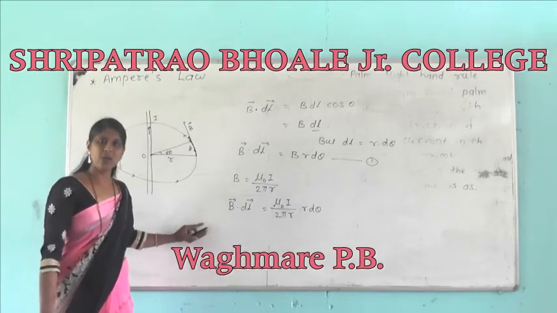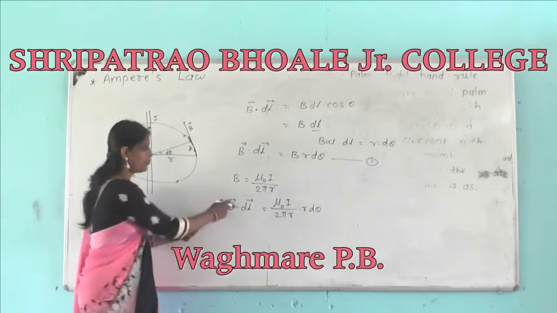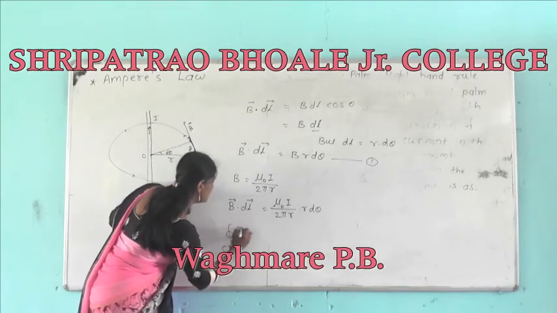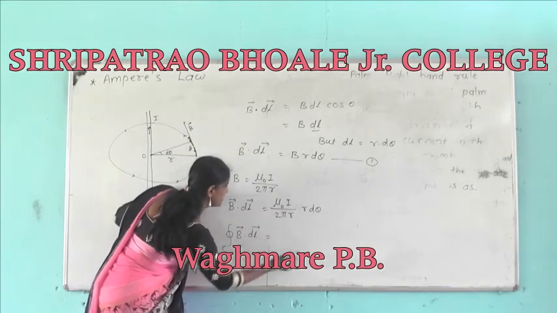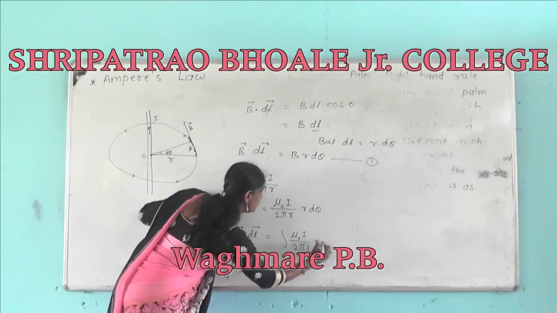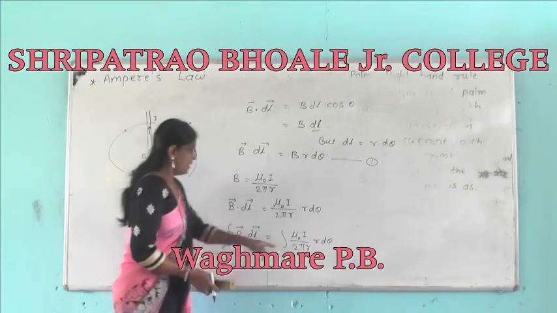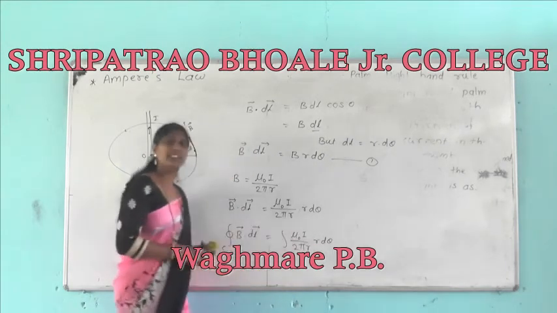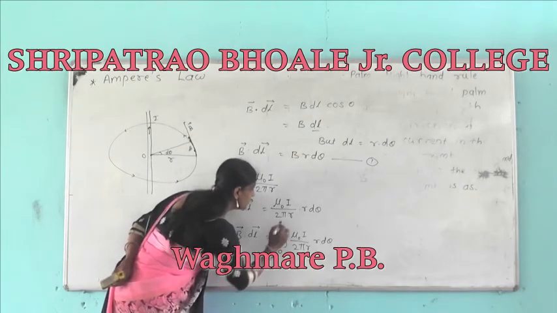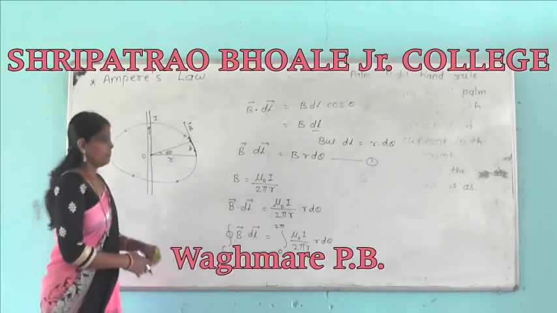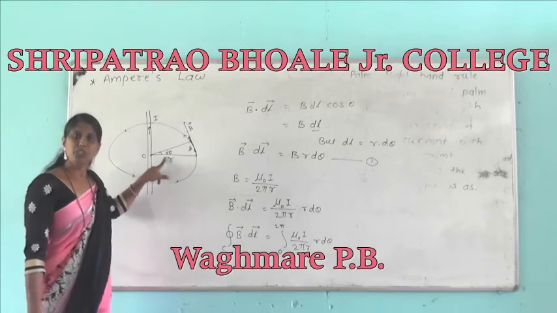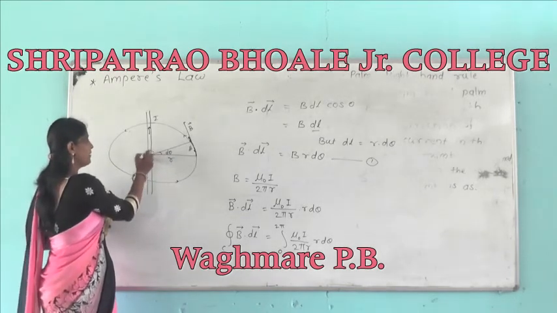Now, we have to take the total magnetic field over a closed loop. Therefore, taking the integration over a closed loop, this symbol is shown here. The integral of B into dl is equal to the integration on the right side of mu naught I upon 2 pi r into r d theta. All these quantities remain the same. Therefore, we have to take the integration of d theta, and we take the limit 0 to 2 pi, because we have to take the integration of this angle from 0 to 2 pi. 2 pi means the whole angle around here.